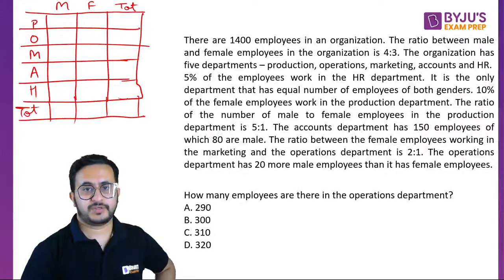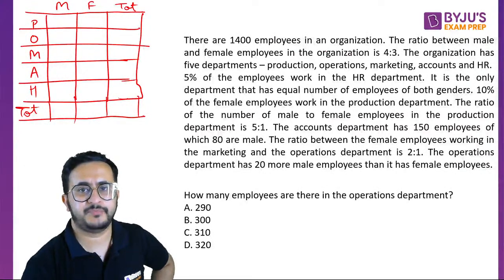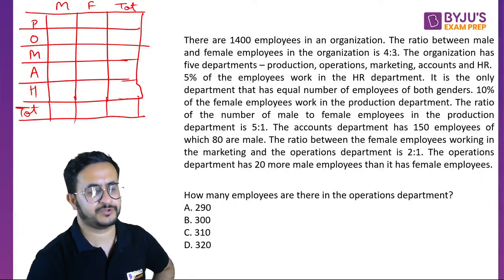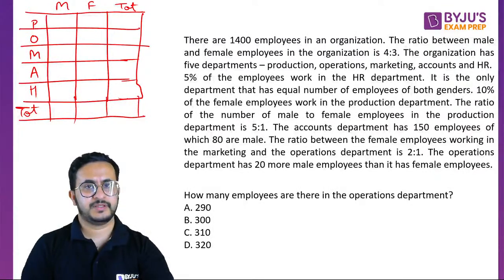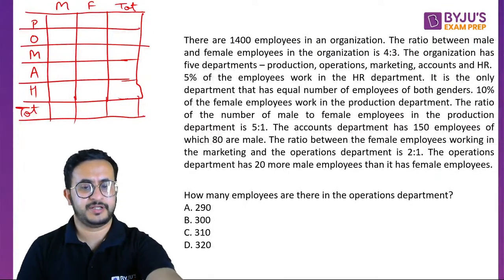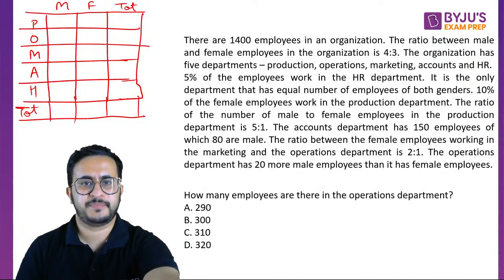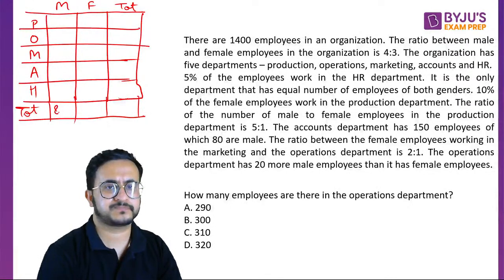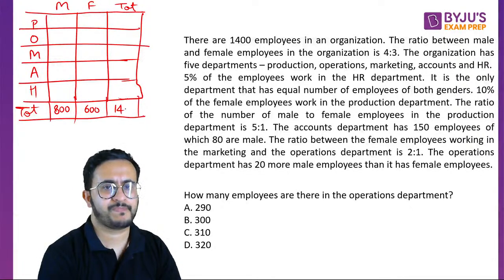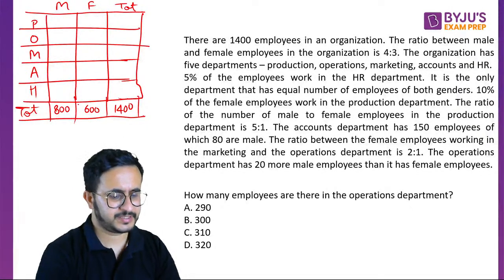Now it says that there are 1400 employees. The ratio between male and female employees is 4:3. So 4:3 means 7 parts. 7 parts are 1400, so one part will be 200. So this will be 800 and 600. That is the first thing that is given to us.